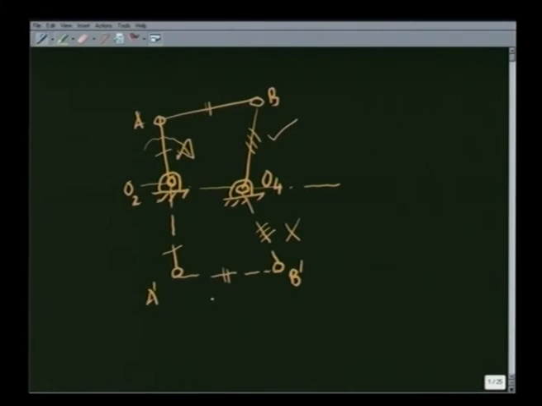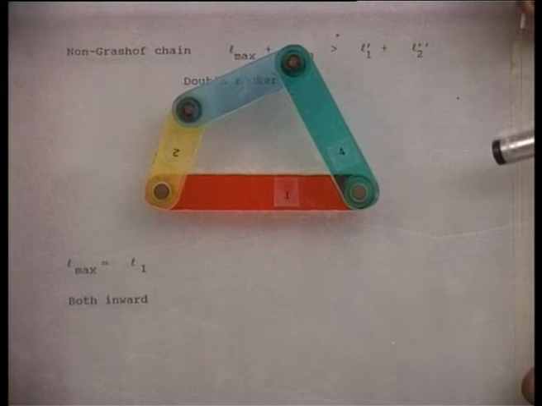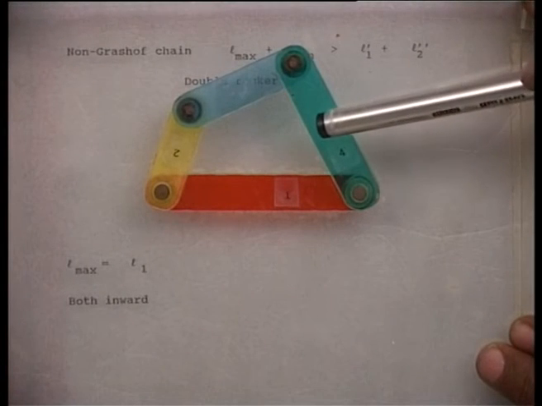Whereas, in a non-Grashof linkage, if I start from one configuration, then as I drive the linkage, there will be an instant where this mirror image configuration will be taken up by the linkage. These points will be further explained with the help of models. Let us now look at the model of this non-Grashof chain.